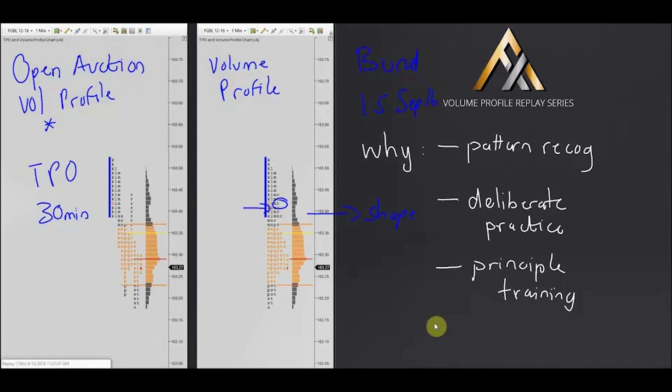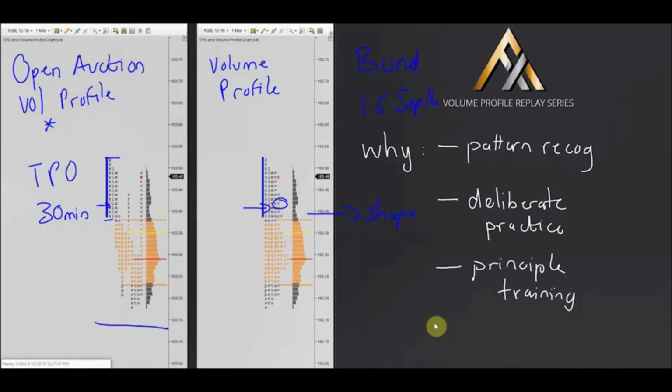Now, remember, each one of these TPOs has a high and a low. That is the high of the half-hour auction and the low of the half-hour auction. Where the market opens, that is the open of the auction, and obviously the market is constantly moving over a period of the day, advertising prices up and down, as you can see on the profile.